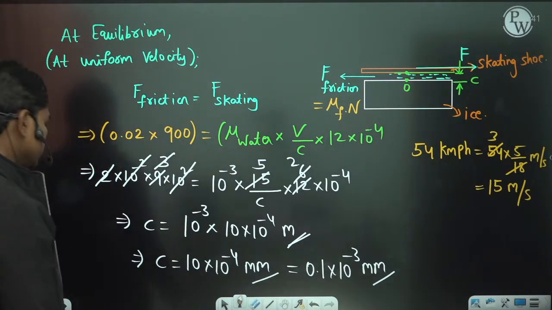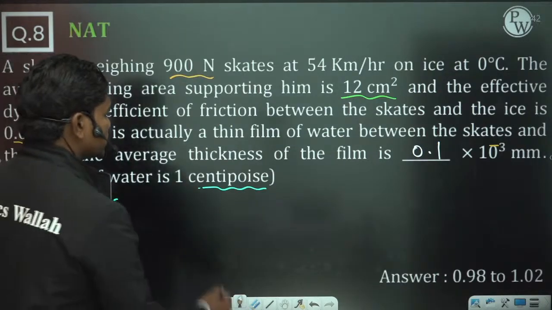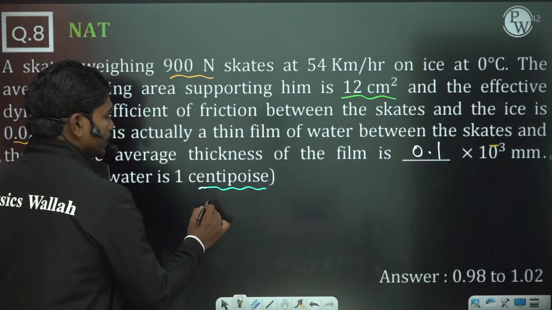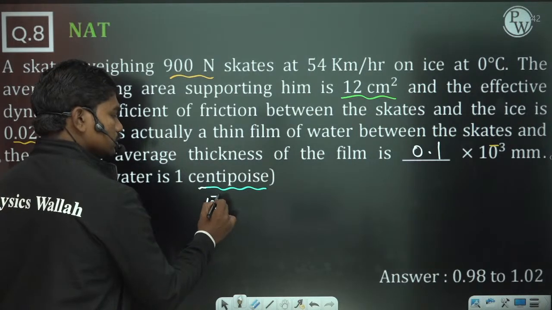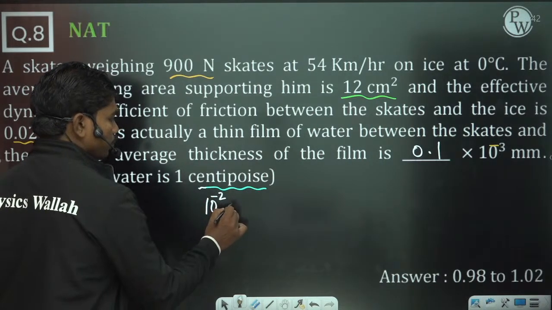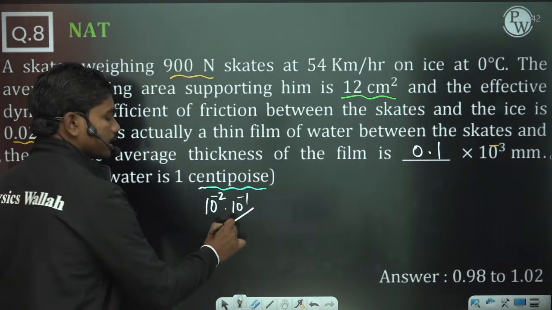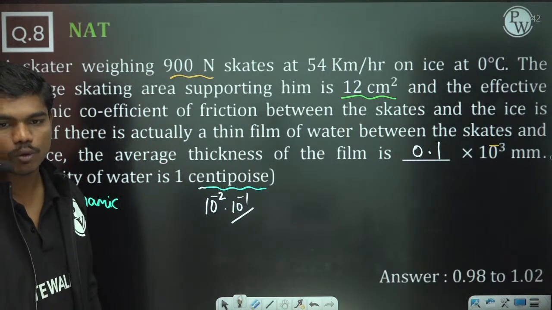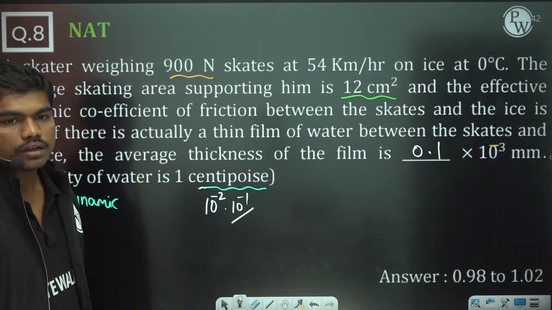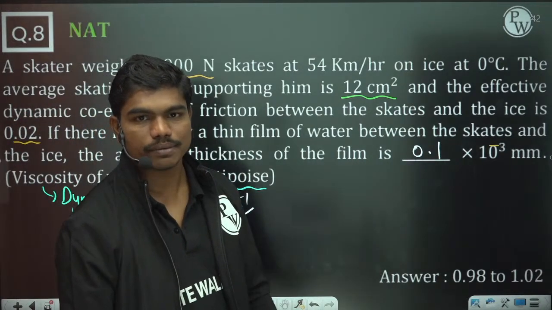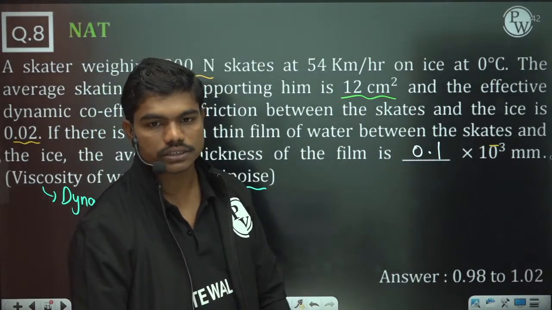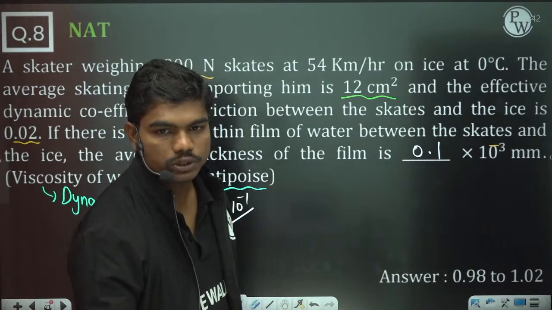Dynamic viscosity of water is how much? 1 centipoise. Centi is 10 to the power minus 2, deci is 10 to the power minus 1. So poise is again 10 to the power minus 1, correct? So 10 to the power minus 3. I hope it's clear, right? Centipoise. So centi means 10 to the power minus 2, correct? Centimeter is 10 to the power minus 2 meters. So centi gives you 10 to the power minus 2.